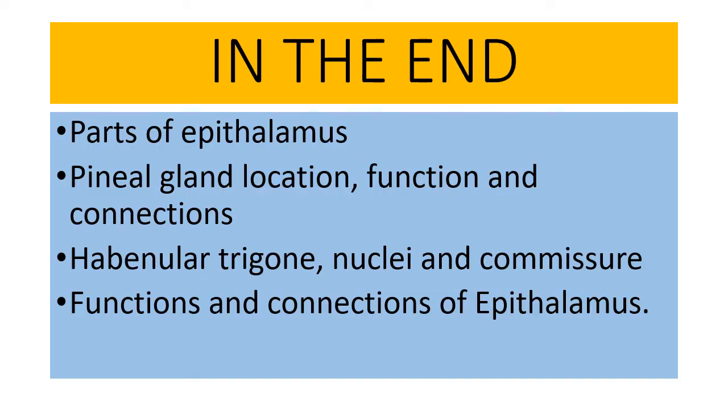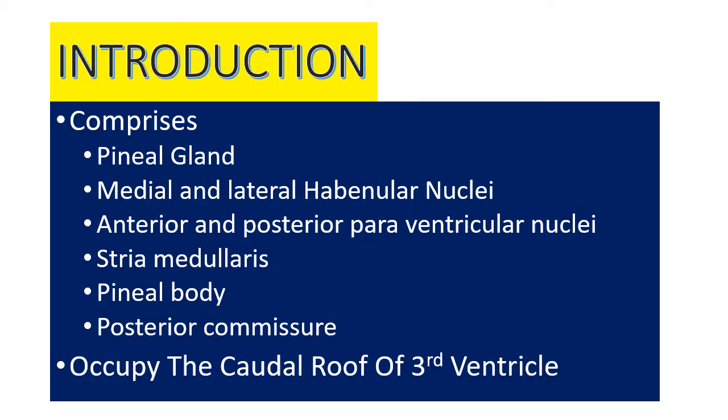Now, by the end of this class, you need to remember the parts of the epithalamus, and you need to locate the pineal gland, its function and connections, the habenular trigone, habenular nuclei, and habenular commissure, and the functions and connections of the epithalamus. These are the things you are going to study, and I'm sure that you are going to remember all of them. Let's get started.